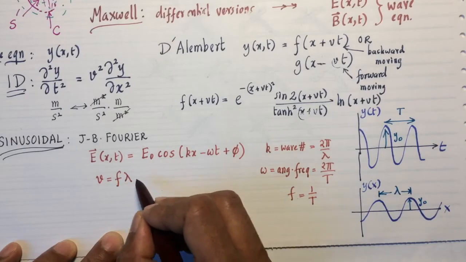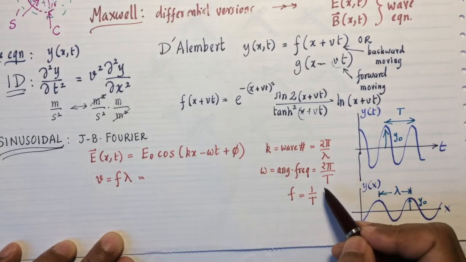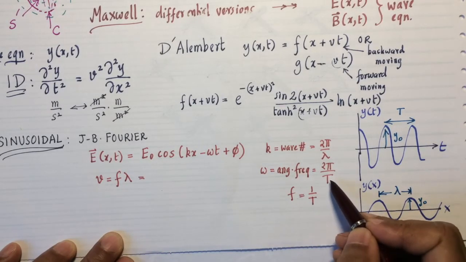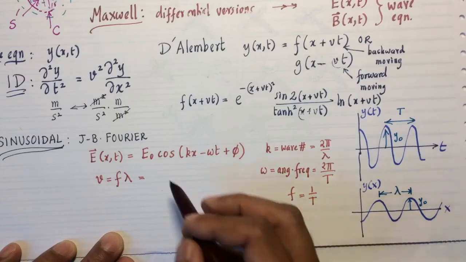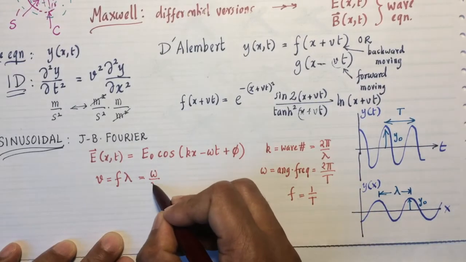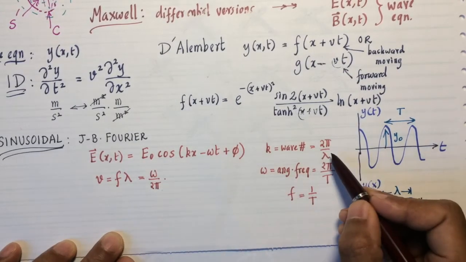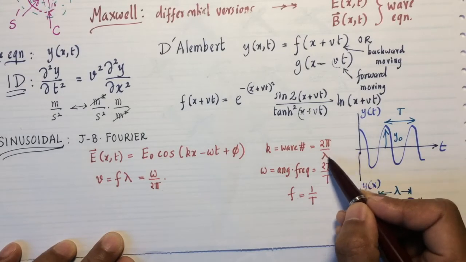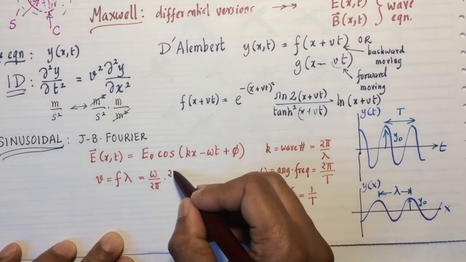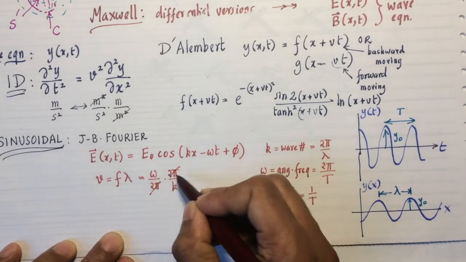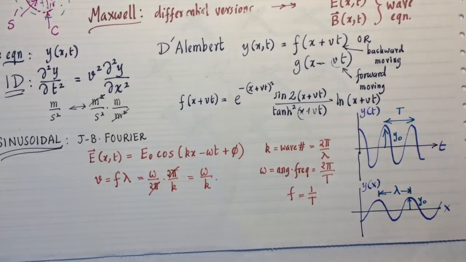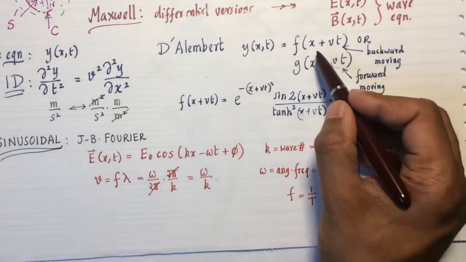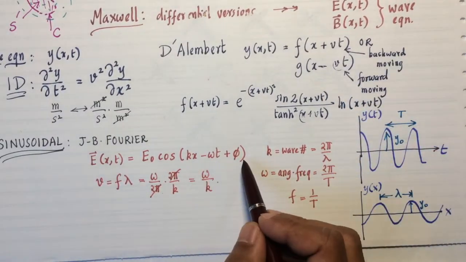That's the relationship. And now if you look at f, which is 1 over time, I can write f as omega over 2 pi, and lambda as 2 pi over k. The 2 pi's will cancel out, and I get the speed equals omega over k. So that's the relationship between this way of writing the wave equation and this way of writing the wave equation.